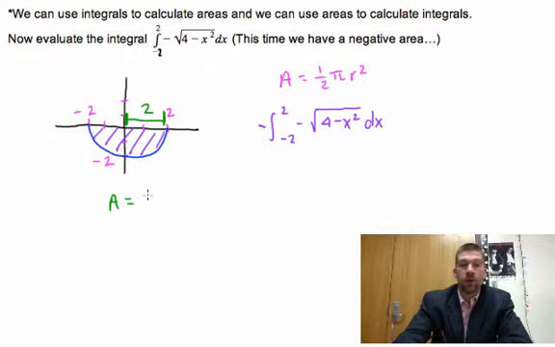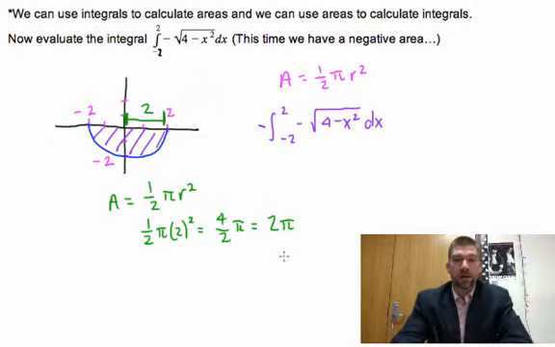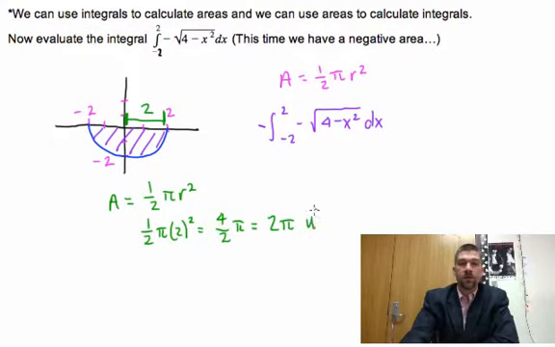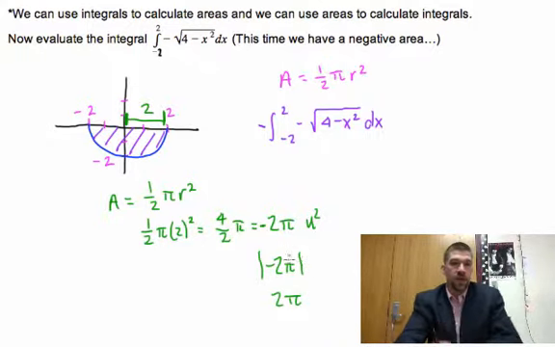So the area between the curve and the x-axis is going to be one half times pi times 2 squared, which is 4 over 2 times pi, which is 2 pi. Okay, so this is our area under the curve. It's units squared. But since we're under the x-axis, it's negative. However, since we want to know the total area in general, we would look at the absolute value of that. So the area under this curve would be 2 pi.